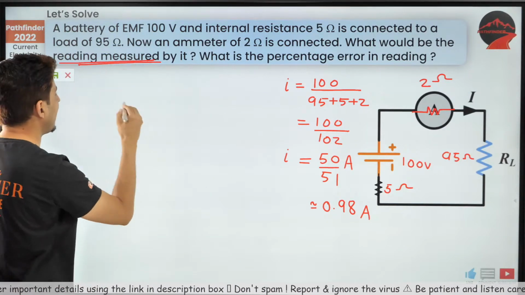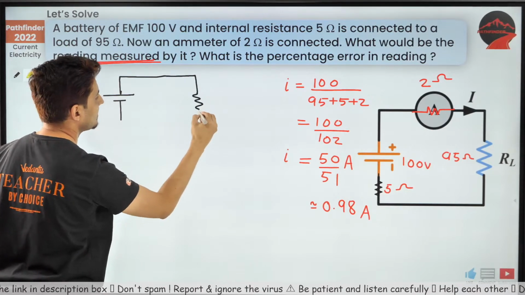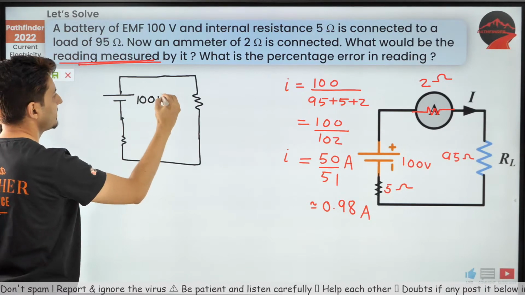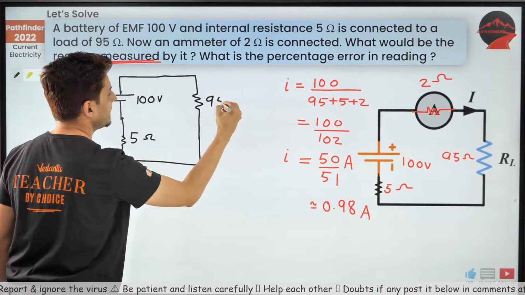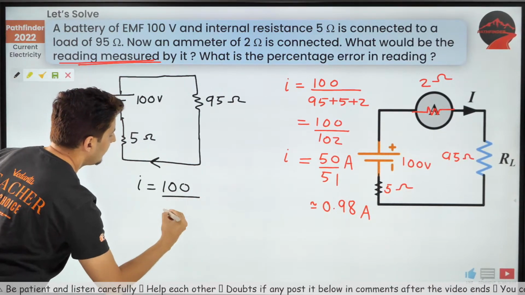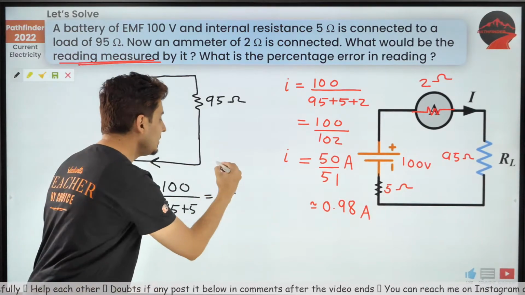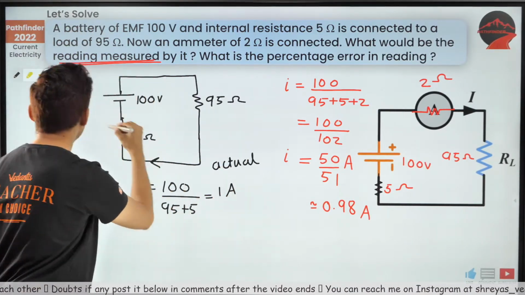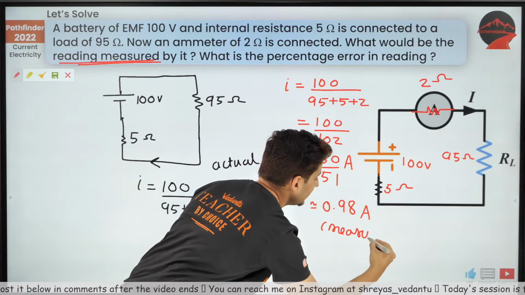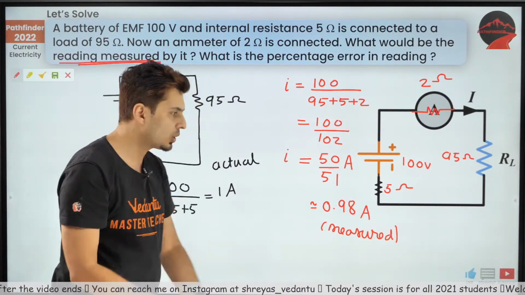Now, if that ammeter was not there, this is how the circuit would look. This would be 100 volts, this would be 5 ohms, this would be 95 ohms, and this current then would be 100 divided by 95 plus 5, which is 1 ampere. This would be the actual current, but this current over here is the measured current. Guys, there is a small difference of 0.02 amperes.